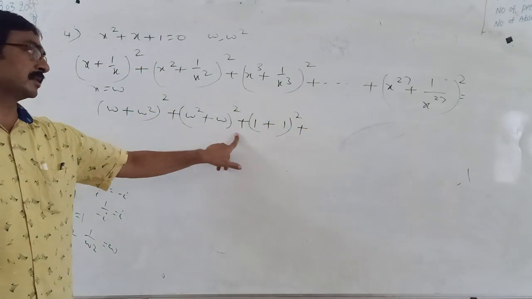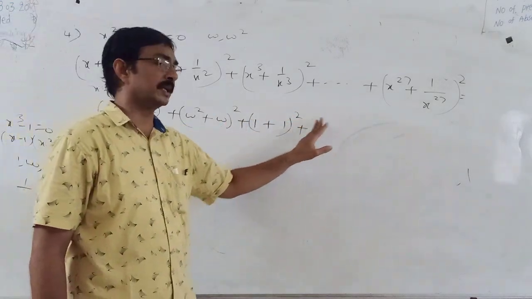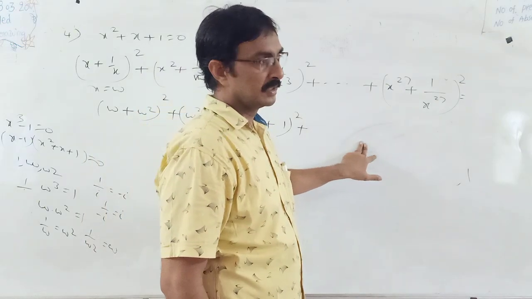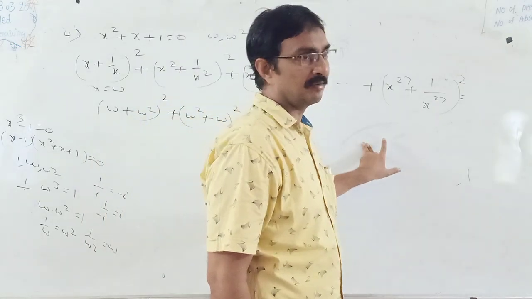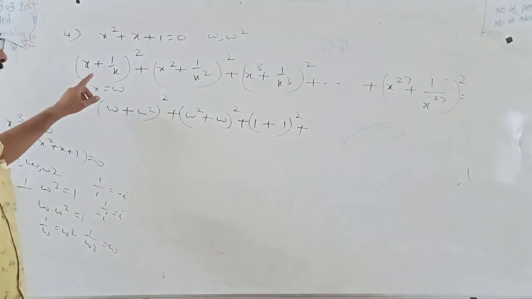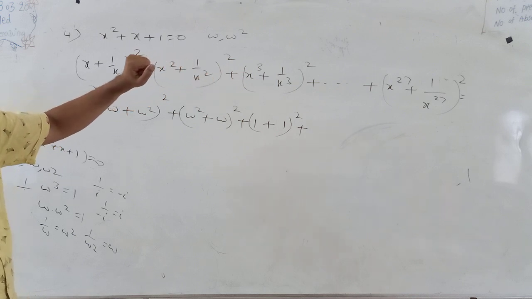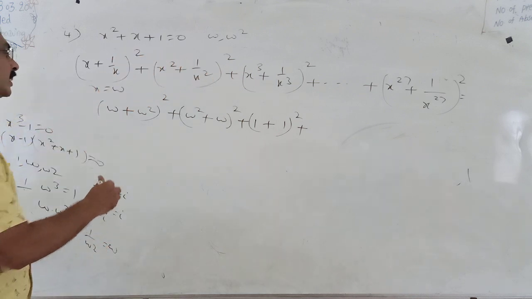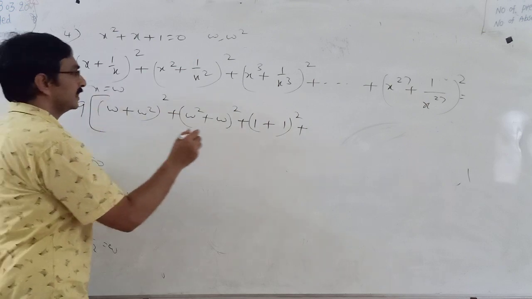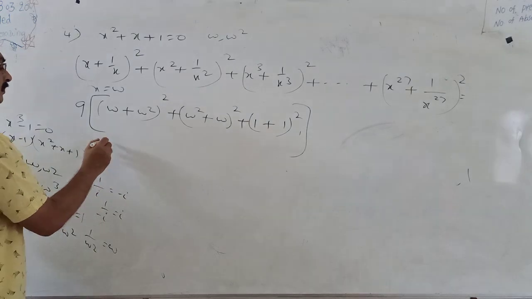So first three values, next three values: first three values are the same as the next three values. Sum of the next three values is equal, and so on. So the number of terms, x power 1 to x power 27, means the number of terms is 27. Therefore the number of triplets is 9. Therefore the required value is 9 into the sum of the first three values.